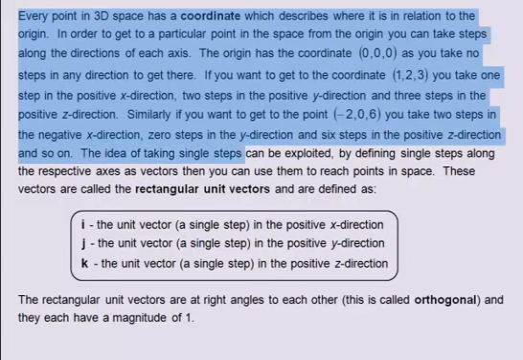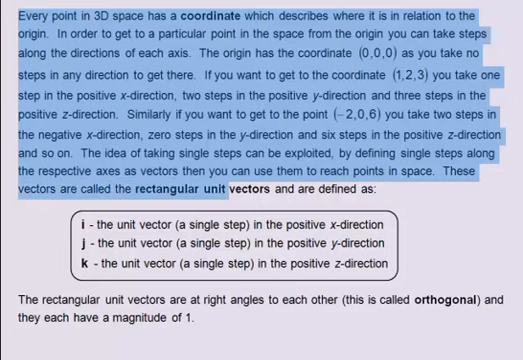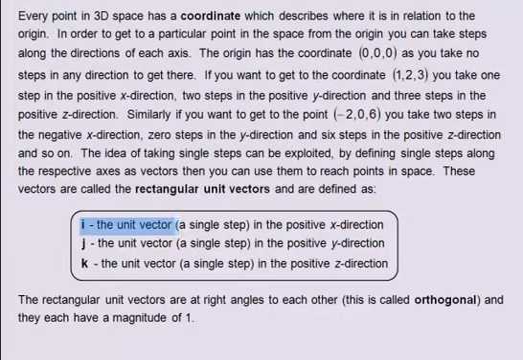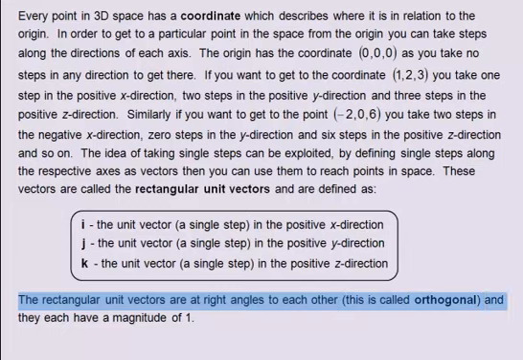The idea of taking single steps can be exploited by defining single steps along the respective axes as vectors. Then you can use them to reach points in space. These vectors are called the rectangular unit vectors and are described as i, the unit vector, a single step in the positive x direction. j, the unit vector, a single step in the positive y direction. k, the unit vector, a single step in the positive z direction. The rectangular unit vectors are at right angles to each other. This is called orthogonal, and they each have a magnitude of 1.